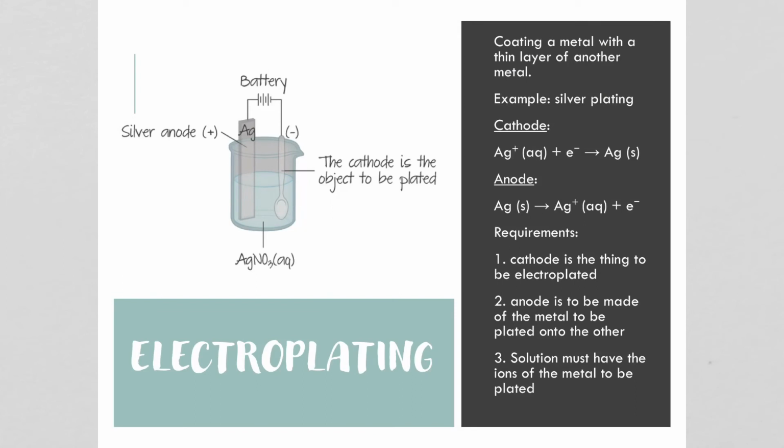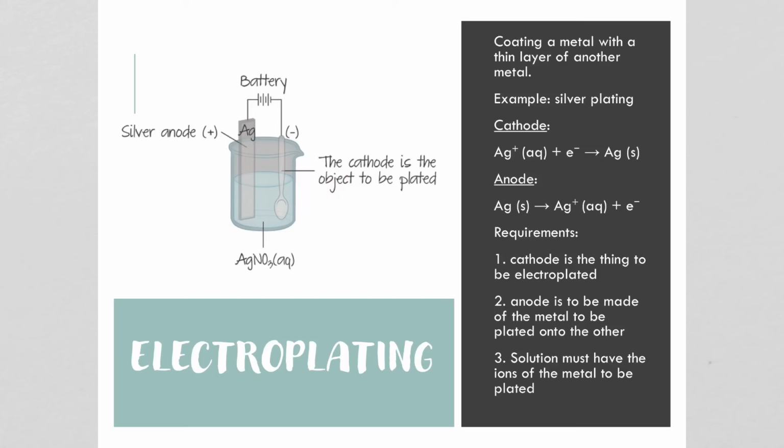And that leads us to the concept of electroplating. In electroplating, you're coating a metal with a thin layer of another metal. An example of this is silver plating. The cathode undergoes reduction, so silver ions take on an electron to become solid silver. But you'll notice that the anode is also silver, so silver is undergoing oxidation over here to become silver ions and electrons.